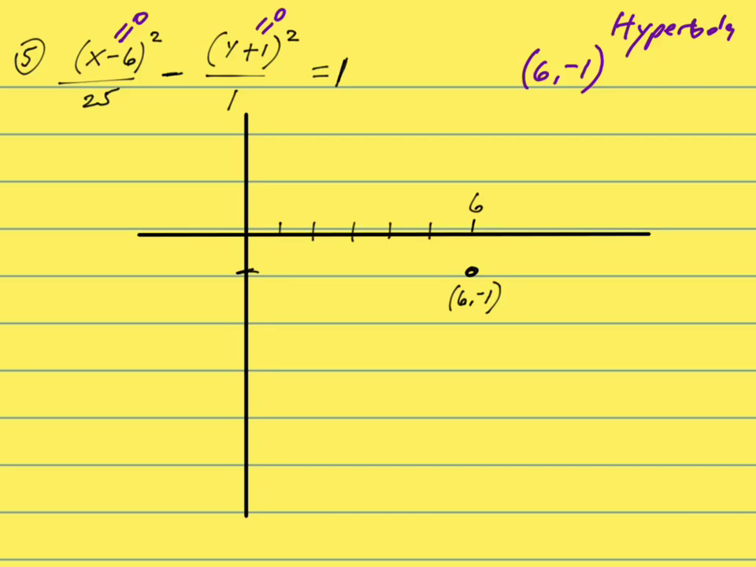This is number 5. I set each of them equal to 0 to find the center to be at 6, -1. Because both variables are squared and subtracted, that makes it a hyperbola. So I go to 6, -1. Under the x is a 25 or a 5 squared. So that means I go 5 in the x direction. So I go 1, 2, 3, 4, 5, which I think would make that at 11, right? And if I go back 5, I think it'd be here at positive 1, right?